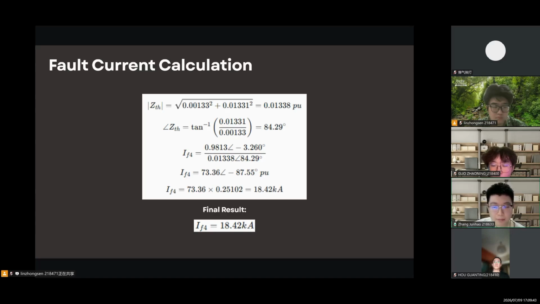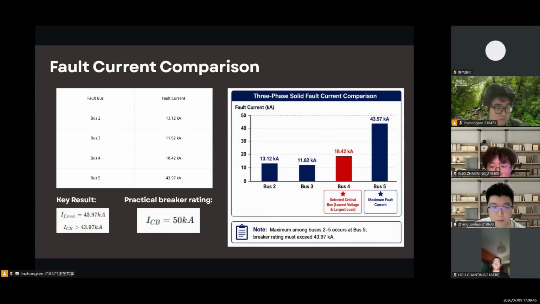Next. This table compares the fault current at different buses. Bus 2 has 13.12, bus 3 has 11.82, bus 4 has 18.2442, and bus 5 has the highest value, 43.97. Although bus 5 has the largest fault current, bus 4 remains the main focus because it is the biggest load bus. From the protection point of view, the breaker rating should be higher than the calculated fault current, especially at critical buses.